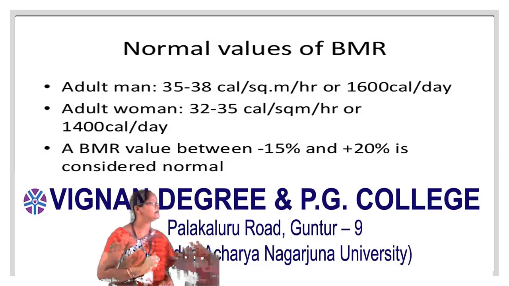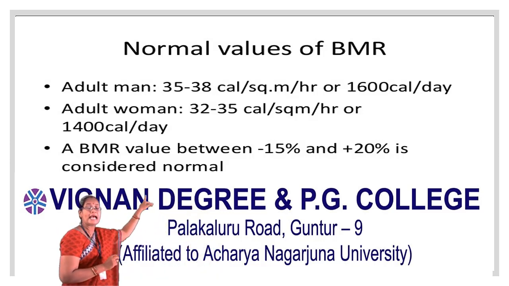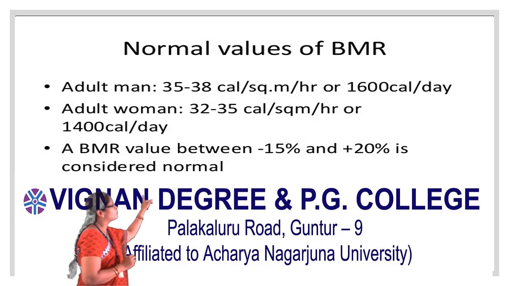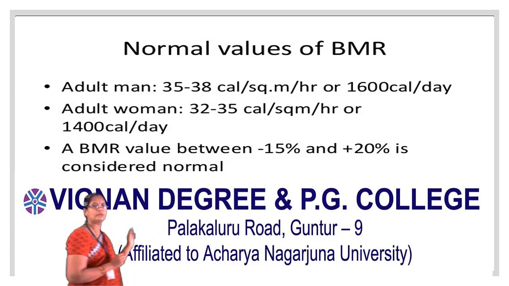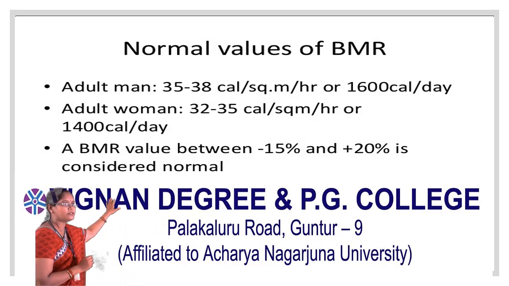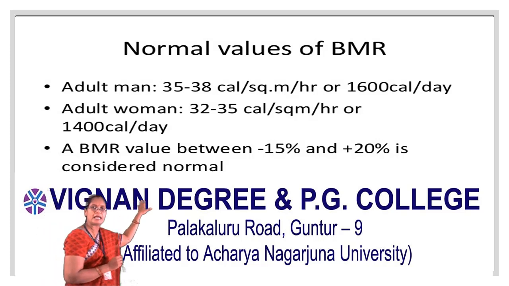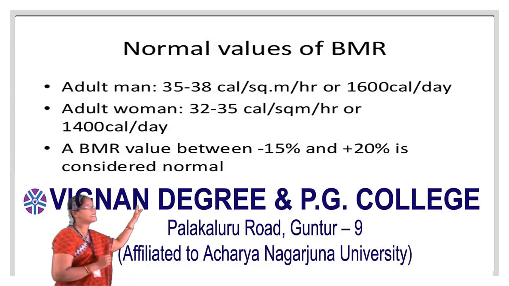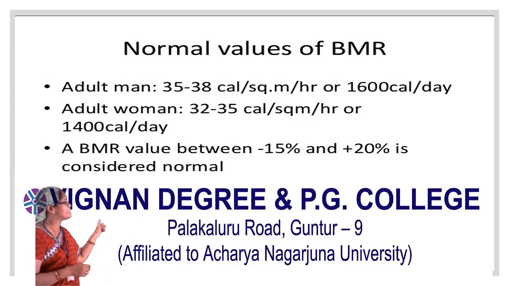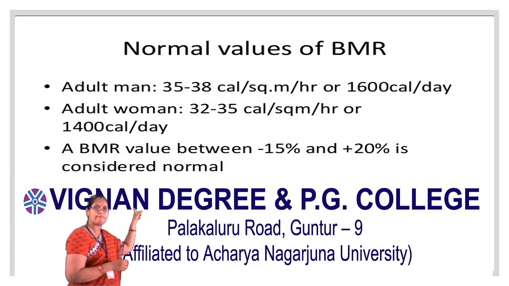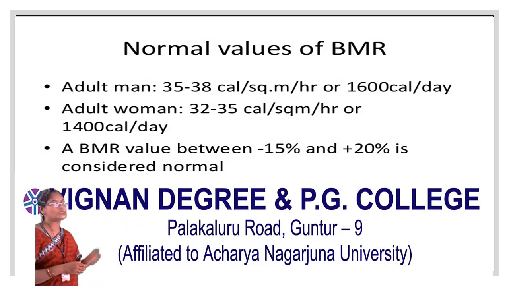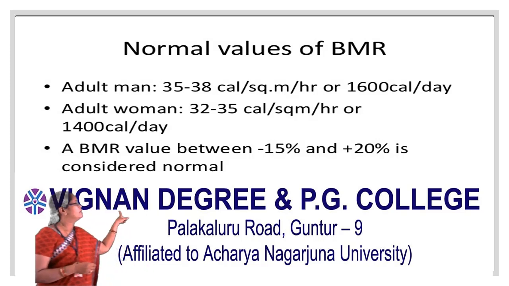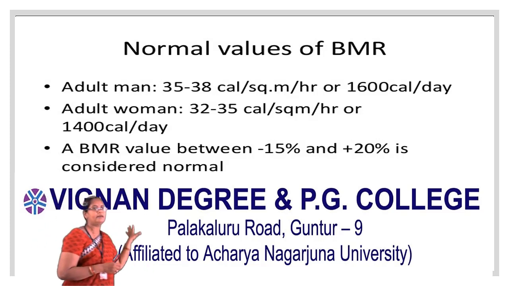The adult man has 35 to 38 calories per square meter per hour, which is equal to 1600 calories per day. For an adult woman, the value is 32 to 35 calories per square meter per hour, or 1400 calories per day. So, if you see, an adult man has a higher BMR than an adult woman. The adult man's BMR is 1600 calories per day and the woman's is 1400 calories per day.